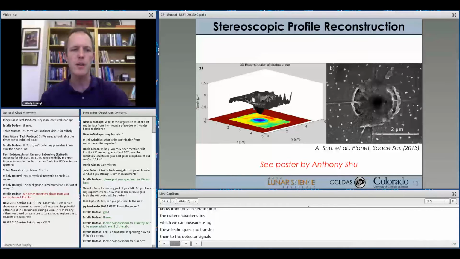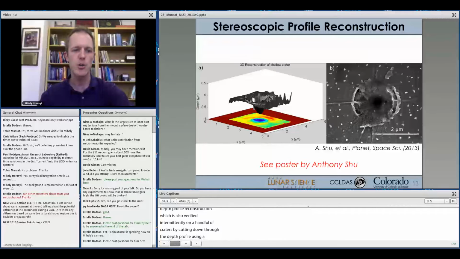Most of the 3D crater analysis is done by stereoscopic reconstruction using electron microscope images. So here on the right, you can see a raw microscope image of a crater that's just a couple of microns across. And you can see that there's a tremendous amount of detail in there, which we can resolve and use. And on the left, you can see the 3D depth profile reconstruction, which is also verified intermittently on a handful of craters by actually cutting down through the depth profile using a focused ion beam.